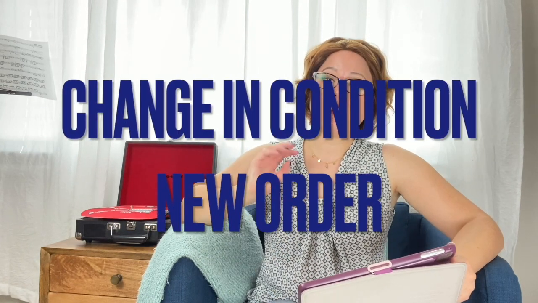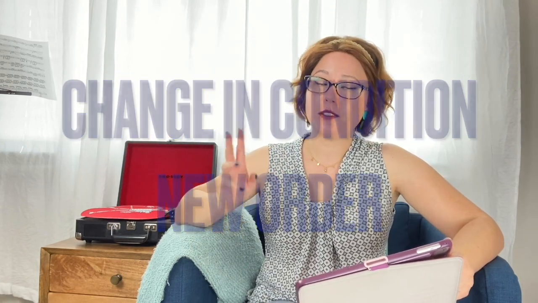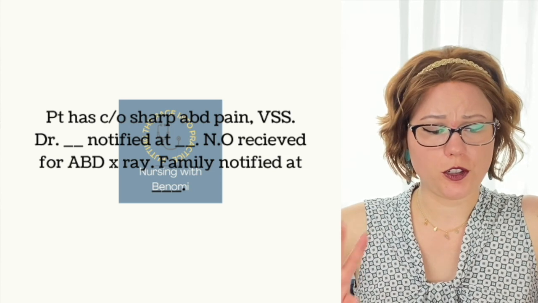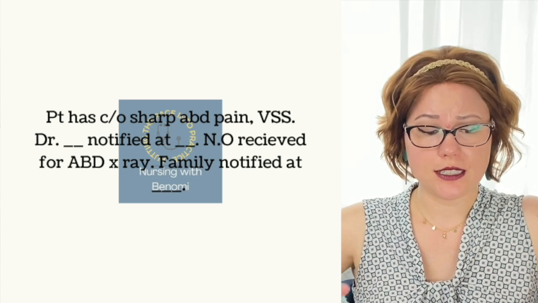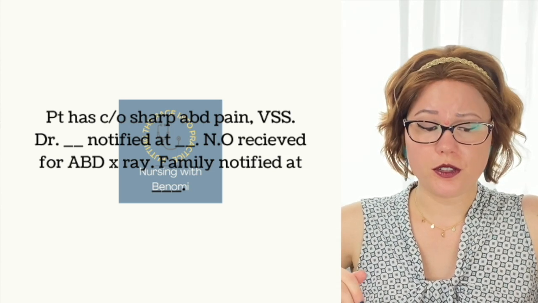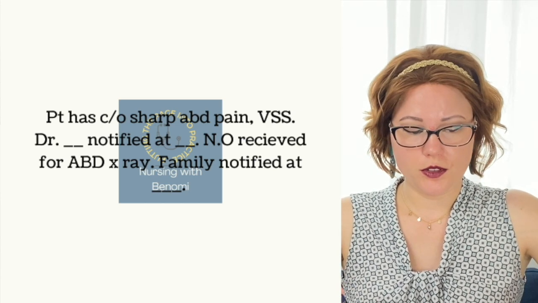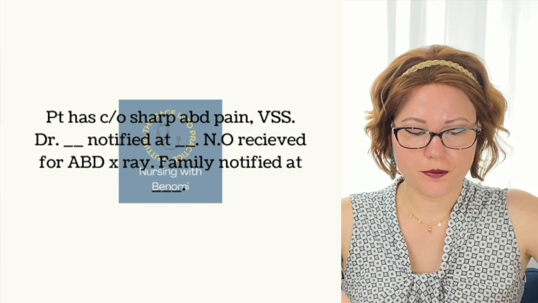Say that you had a patient who has a change of condition, and then you notify the doctor and they give you a new order. This is what you would document. Patient has complaint of sharp abdominal pain. Vital signs stable. Dr. Oliver notified at 1800. New order for abdominal x-ray received. Family notified at whatever time. Okay? You always have to document family notification of any new order.